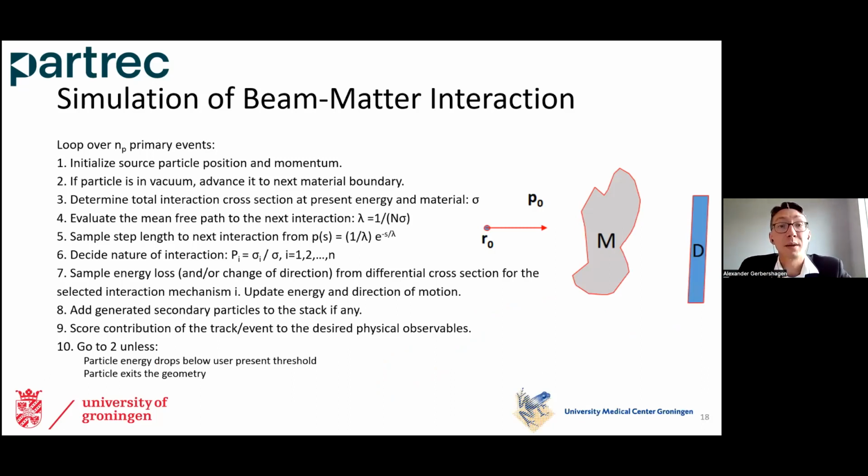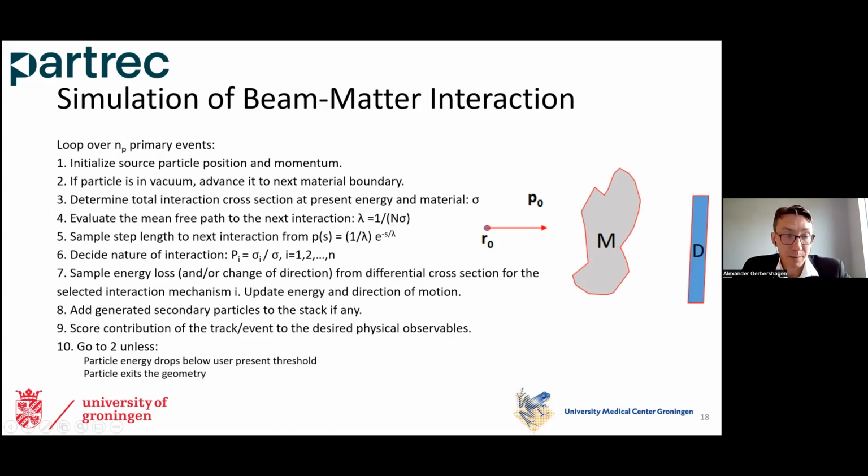Now, how do you simulate the beam-matter interaction? Well, as I mentioned before, if the particle is moving in vacuum or even through the magnetic fields, you can calculate it with linear algebra. So if the particle is in vacuum, you just advance it to the edge of the material. Then, once the particle is at the edge of the material, you calculate the interaction cross-section of this particle with this specific material. And then you evaluate the so-called mean free path. So this is the typical path which the particle takes without interacting with material. So it depends obviously on the cross-section. The higher the cross-section, the lower the mean free path.